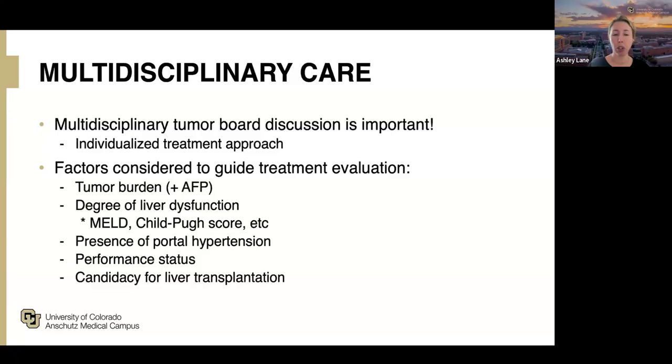So we look at the patient's tumor burden, their AFP, their degree of liver dysfunction. Surrogate markers of that can be their MELD score and Child-Pugh score, the presence of portal hypertension or not, their performance status, and whether or not they're a candidate for liver transplant or not.